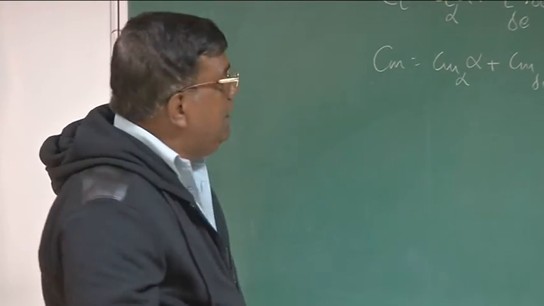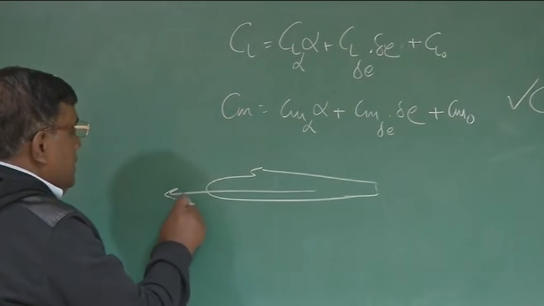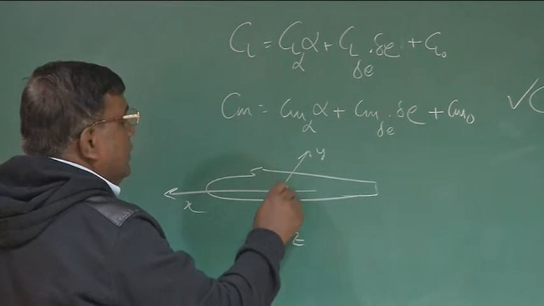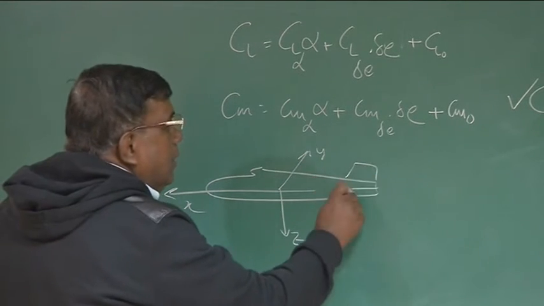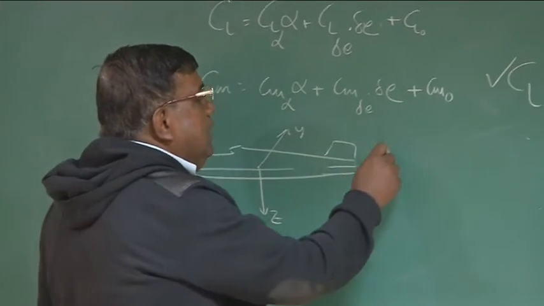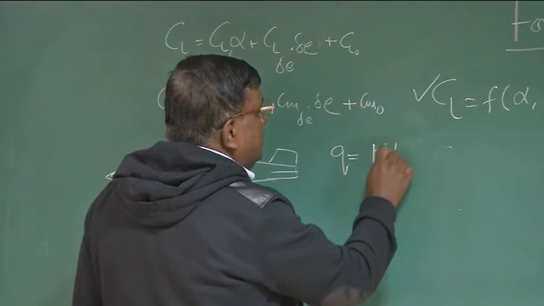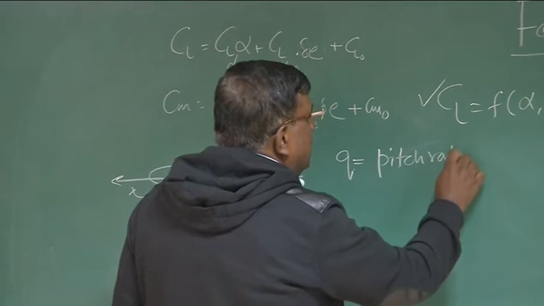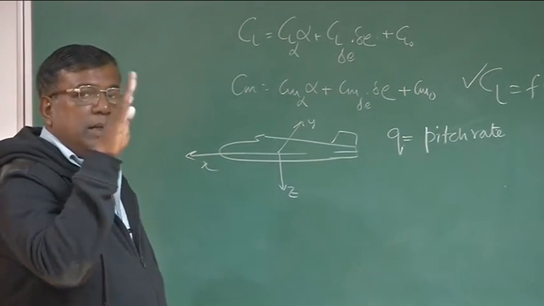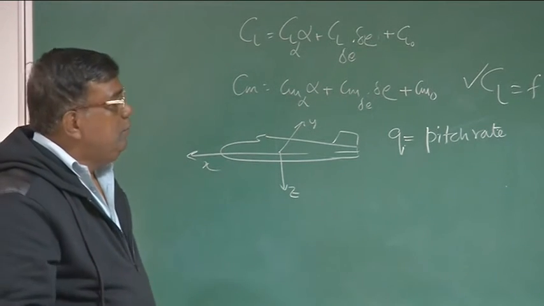Right, and if you see, this is my x-axis, this is my y-axis, and this is the z-axis. So there will be oscillation about the y-axis, and we say that is q, the pitch rate. What is the meaning of pitch rate? At what rate the attitude of the airplane is changing, oscillating about the y-axis, this is the pitch rate.